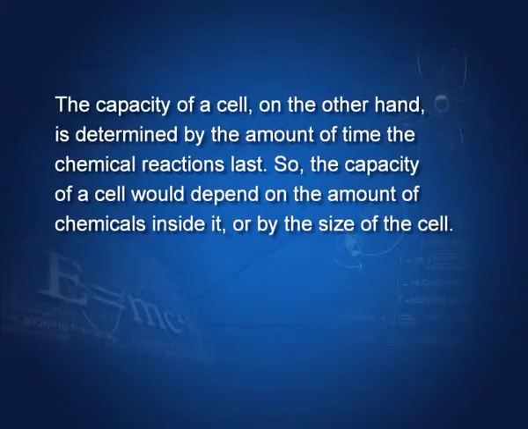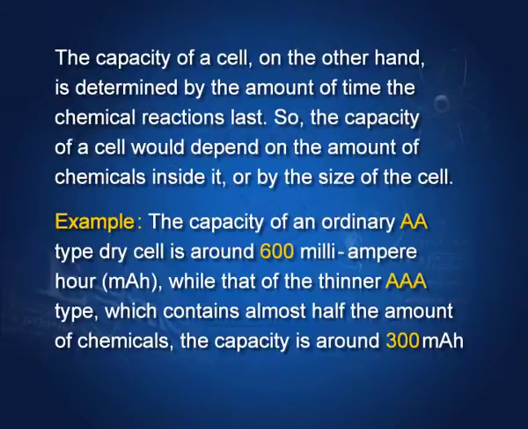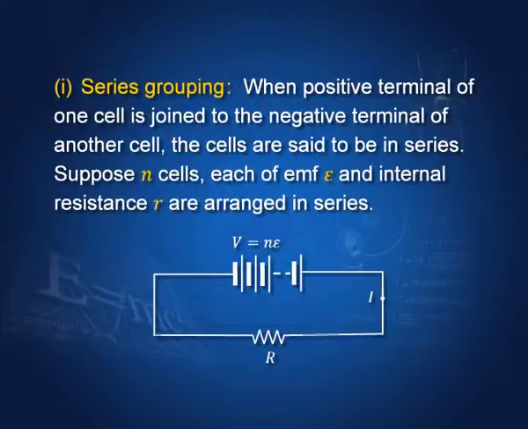The capacity of a cell, on the other hand, is determined by the amount of time the chemical reactions last. That means the amount of material inside the cell, that is, the size of the cell. So the size of the cell determines the capacity, whereas the reaction inside the cell determines the voltage. Coming again to the example of AA and AAA type, AA are thicker, they have more material in them, and reactions can last for a longer time, therefore they have larger capacity than the AAA, which are thin cells.